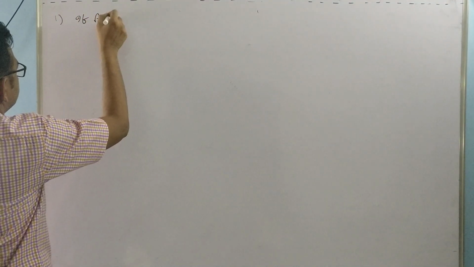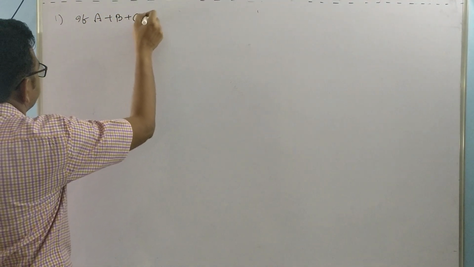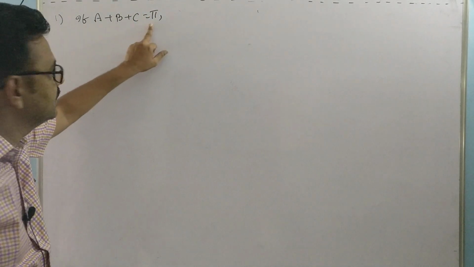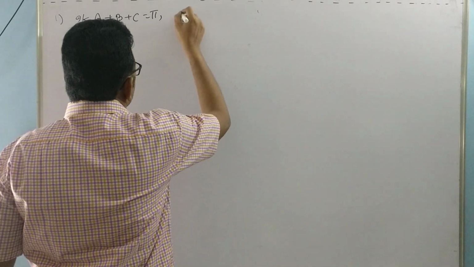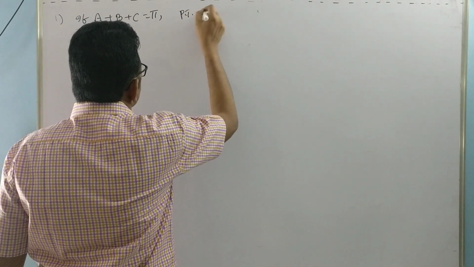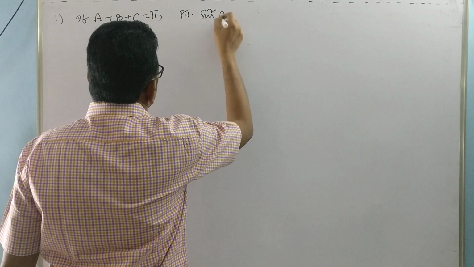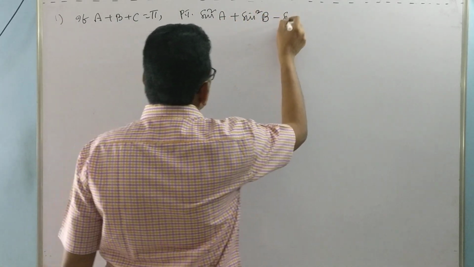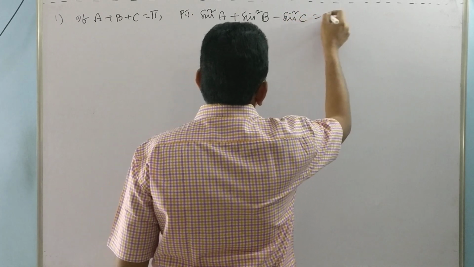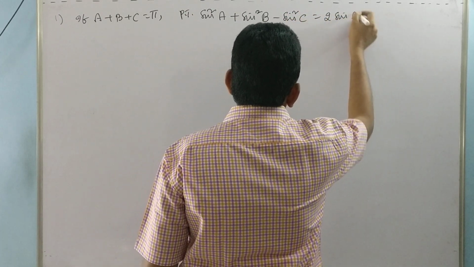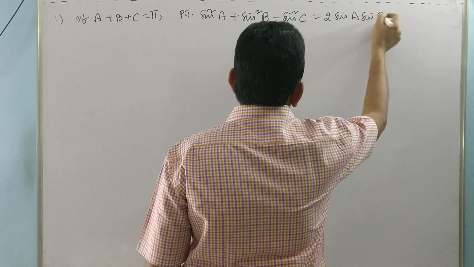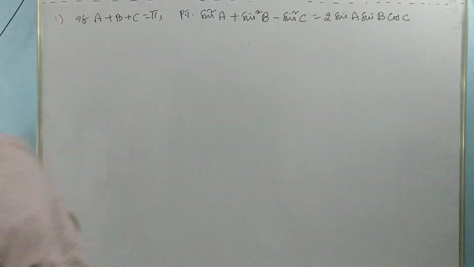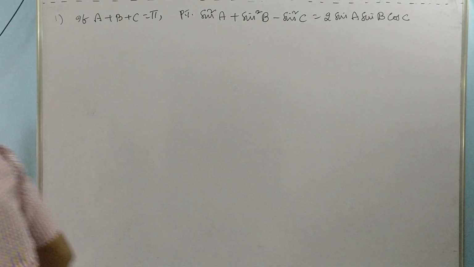If a plus b plus c is equal to pi, that is 180 degrees, that is a, b, c are the angles of a triangle, then prove that sin square a plus sin square b minus sin square c is equal to 2 sin a sin b into cos c.